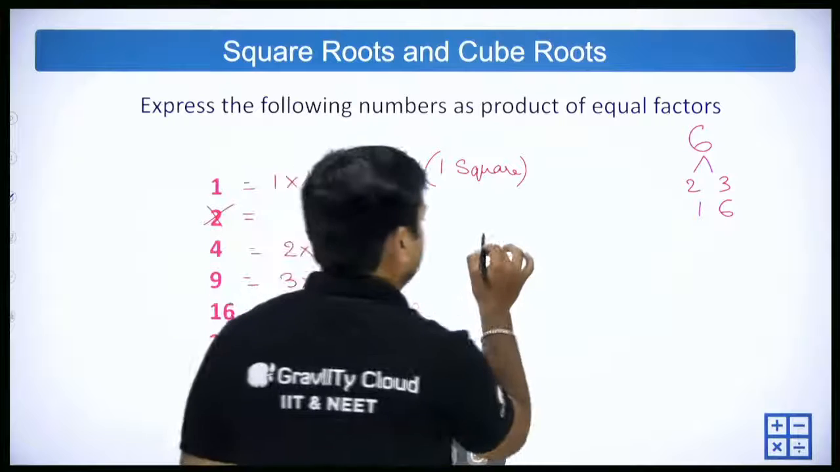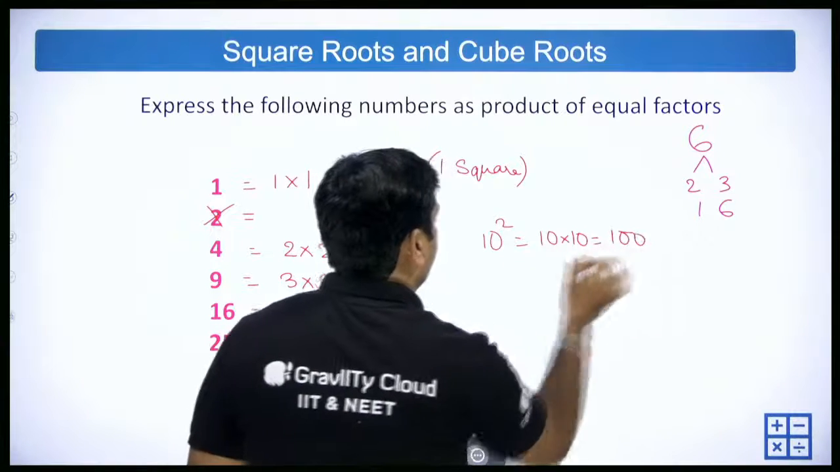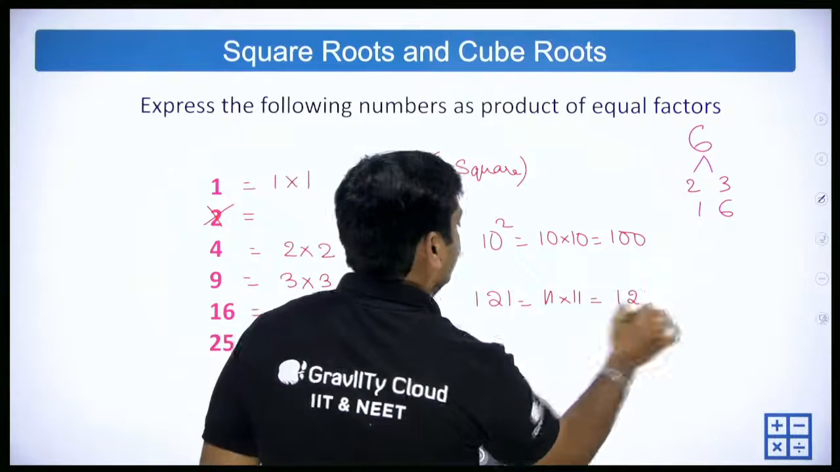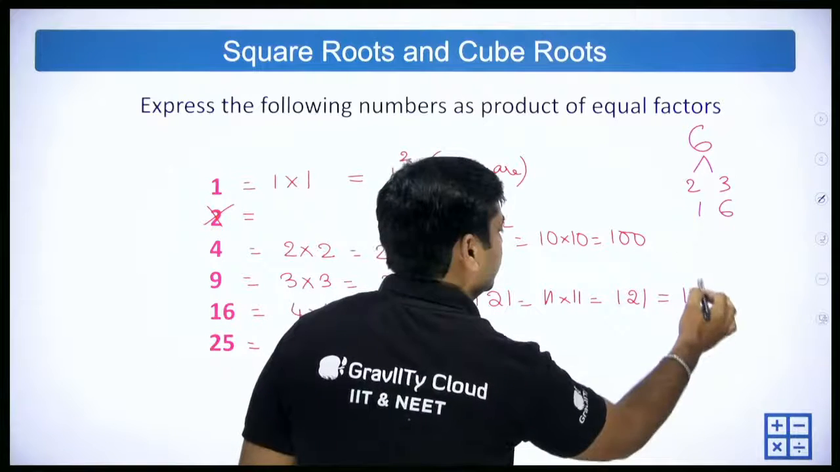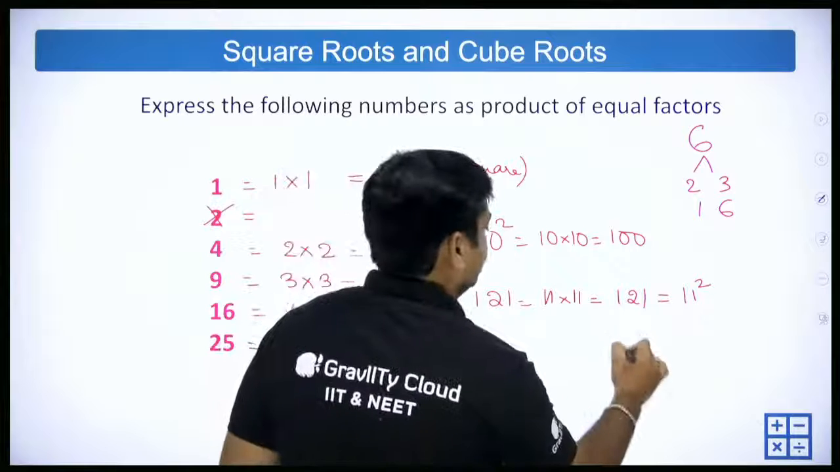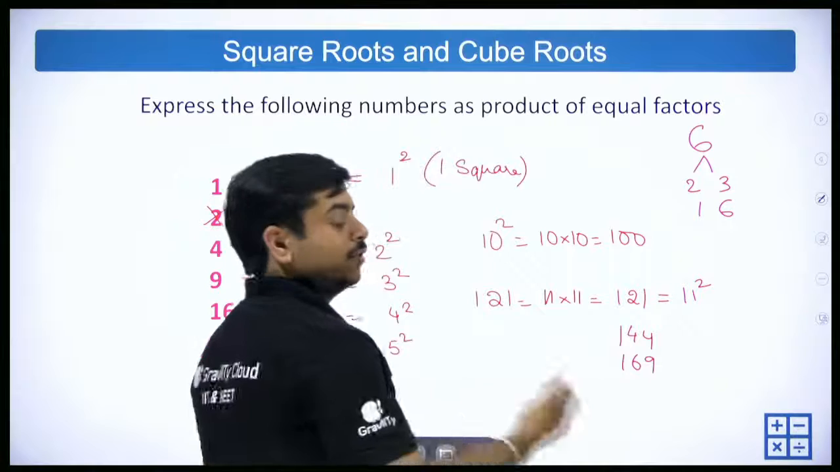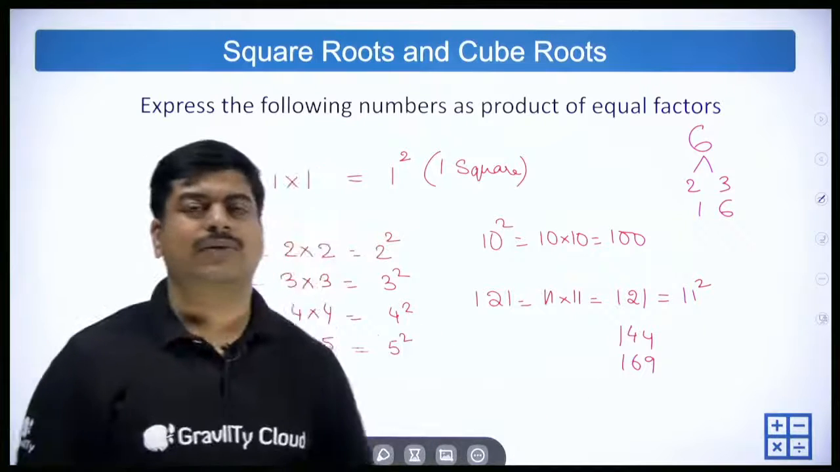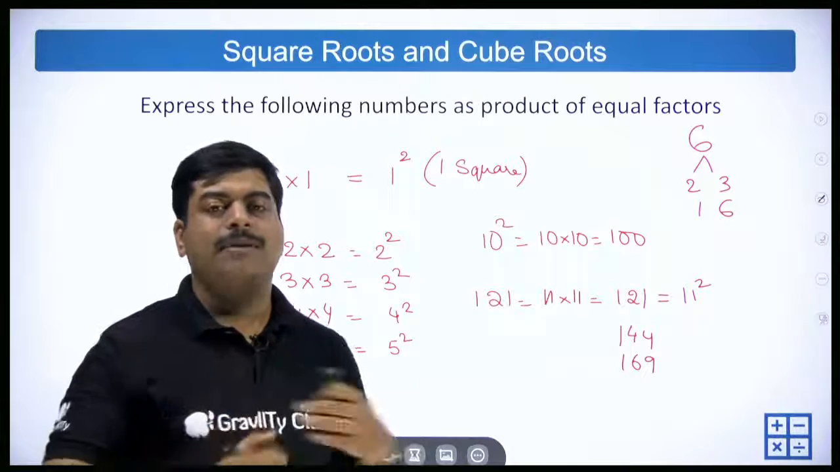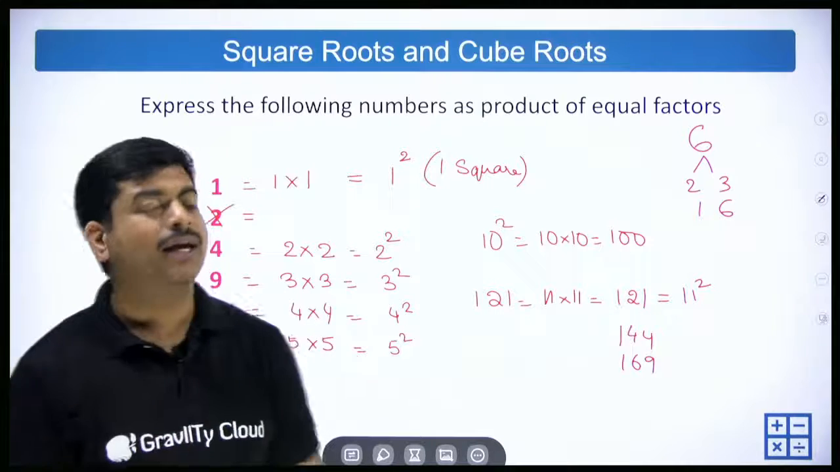For example, 10 square means 10 into 10, which is 100, correct? 121 we can write as 11 into 11, which is 11 square. 12 into 12 is 144, 13 into 13 is 169, 14 into 14, 15 into 15 is 225, 16 into 16 is 256, we just solved that. So when we have the same number being multiplied by itself, we get a square. We read that as a square.